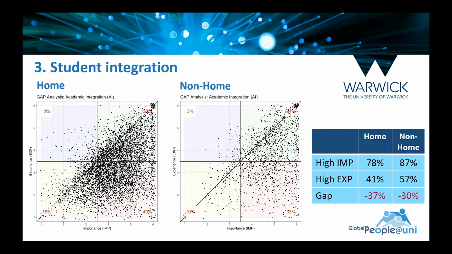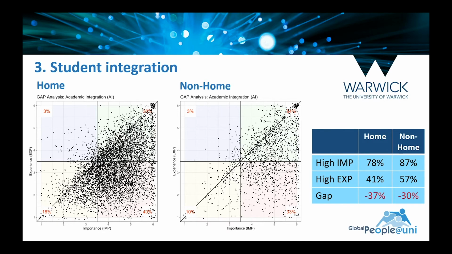If we break it down by home and non-home students, in a sense you see a similar pattern, but it seems that the home students attach slightly less importance to academic integration than the non-home ones, which is sort of understandable. They're also experiencing it less.